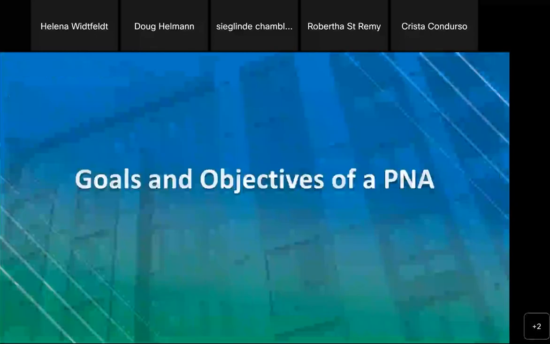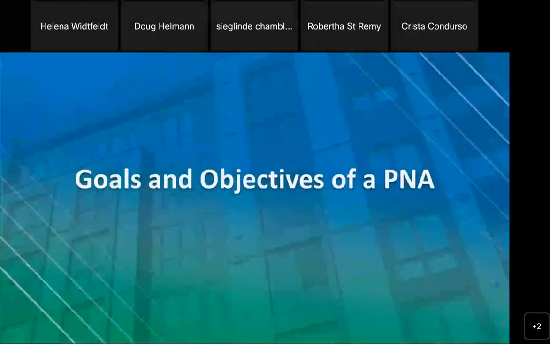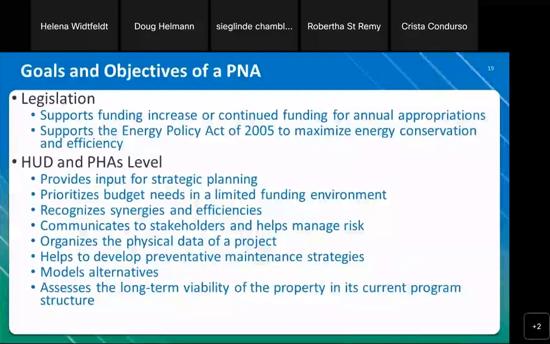Next slide, please. Goals and objectives of the physical needs assessment. So the big picture is in legislation, which I alluded to in the opening of the statement. We want to make sure that we have something that can help support annual appropriations. So we talked about that. But also don't forget the Energy Policy Act of 2005, where the efforts are all focusing towards maximization of energy conservation.